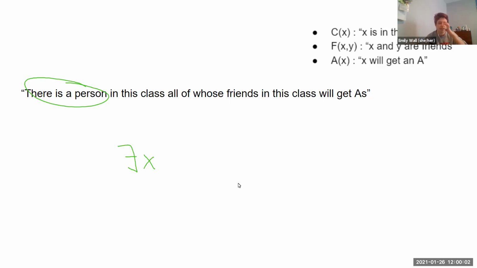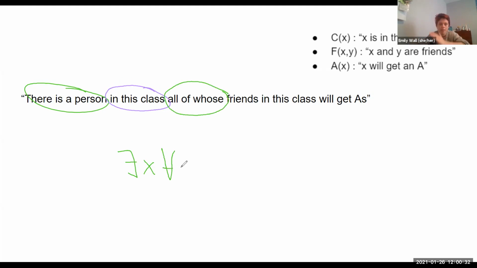Okay, next part of the sentence, this person is in this class. Well, we were given a predicate for that, so we're going to have to deal with that with the predicate later on. And then we get the words, all of whose friends. And that sounds like something important for our quantifiers. And these friends are friends of X. So this is going to have to come after X. Else how can we talk about X's friends? We need X first, then for all Y, something's going to happen.